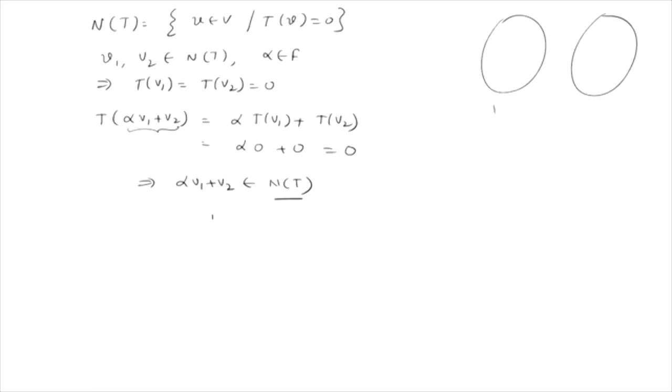So basically what we have shown is that if you have two vector spaces V and W, and T is a linear map from V to W, then the null space of T is not only a subset of V, it is a subspace of V. And the image of V, which we denote by RT, is not only a subset of W, it is a subspace of W.